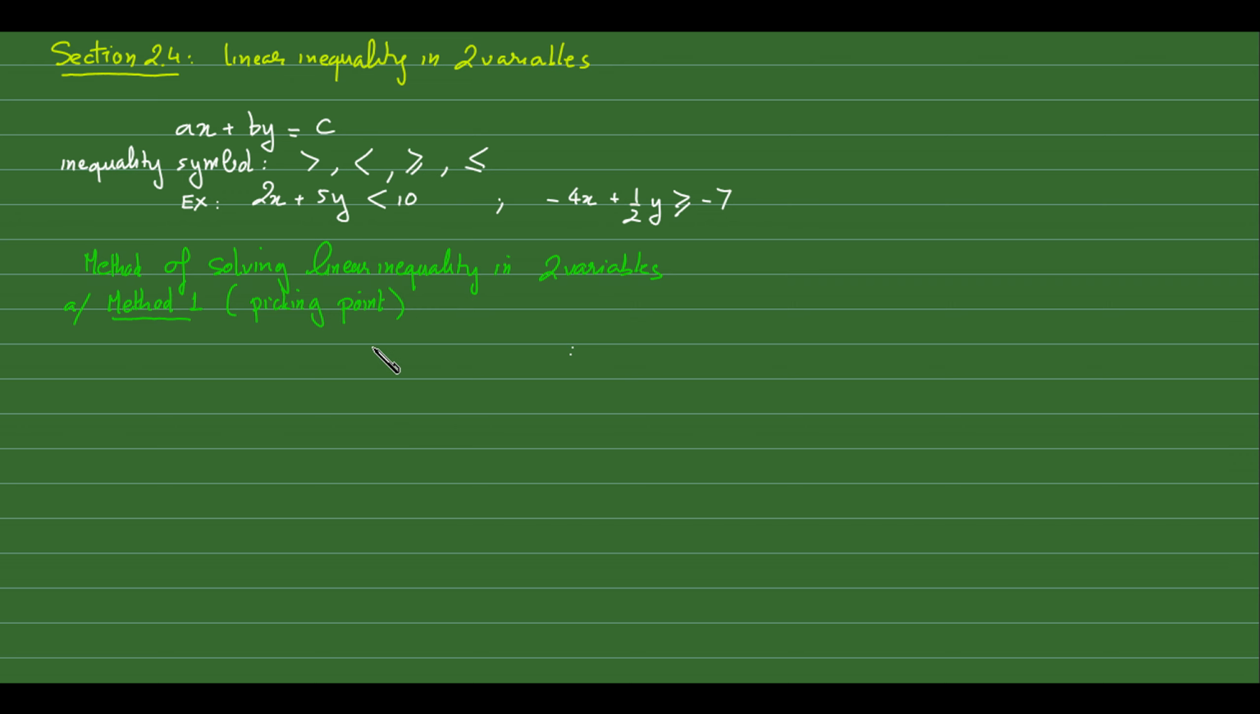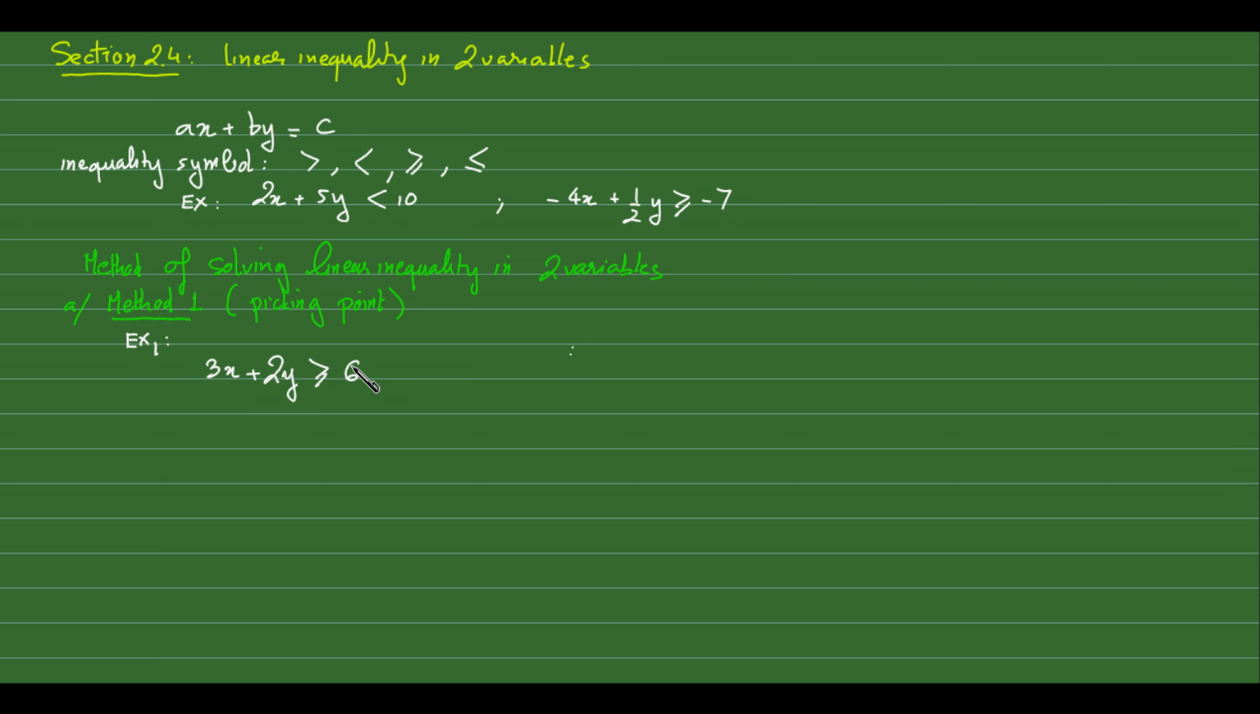All right, let's start with our inequality like this. Example 1. How about this? Let's do 3x plus 2y greater than or equal to 6.